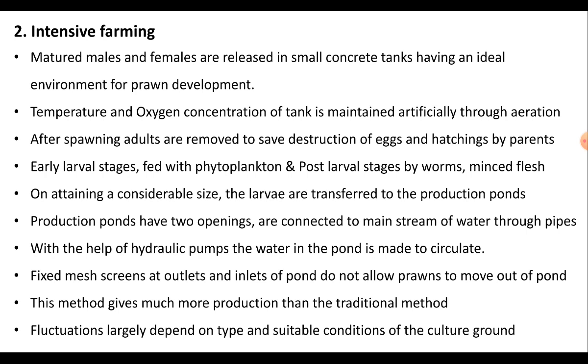In this method, matured males and females are released in small concrete tanks having an ideal environment for prawn development, where the temperature and oxygen concentration of the tank are maintained artificially through aeration, and after spawning the adults are removed in order to save the eggs and hatchlings from possible destruction by the parents.